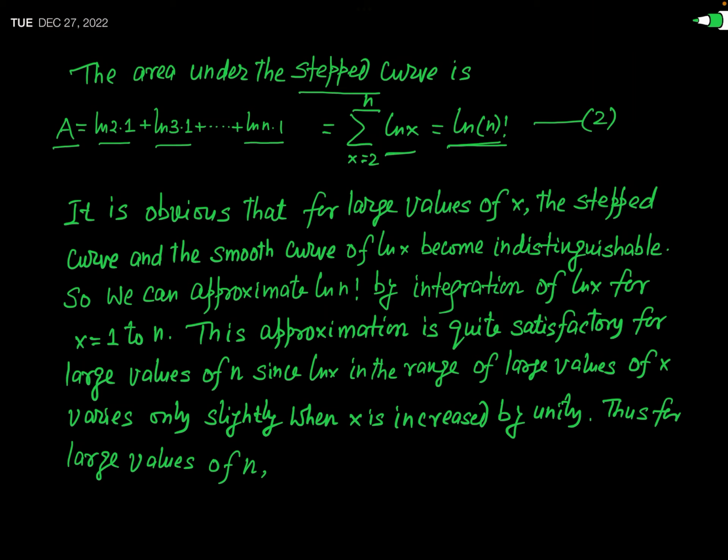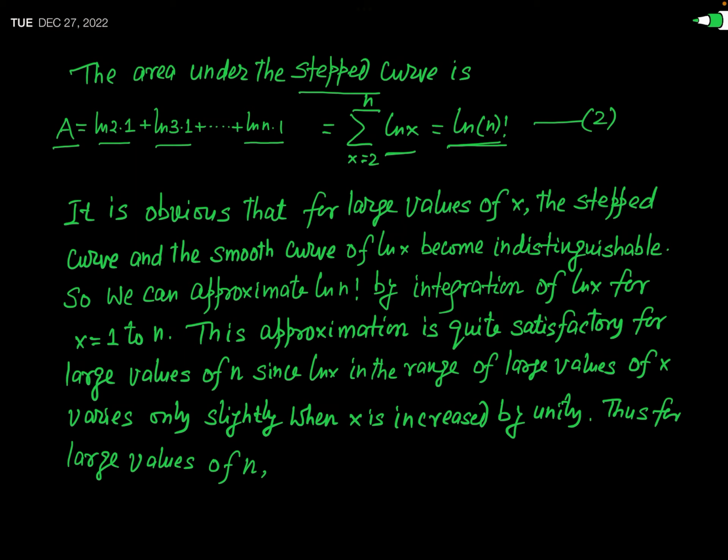But if we consider that n is very large, in that condition the function becomes continuous, because the stepped curve and the full line curve, or the continuous curve, are actually not different. And so this summation will become integration. We will then integrate this ln x with respect to x from x equal to 1 to n. And that's why we simply say that this approximation is quite satisfactory for large values of n.